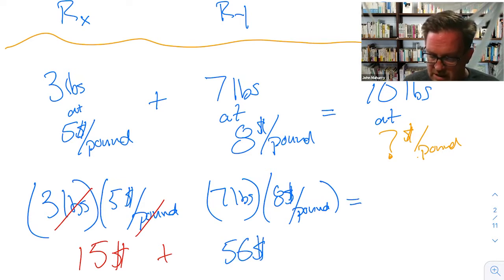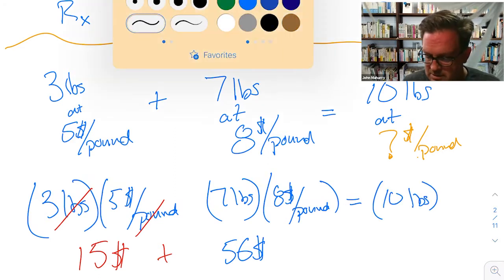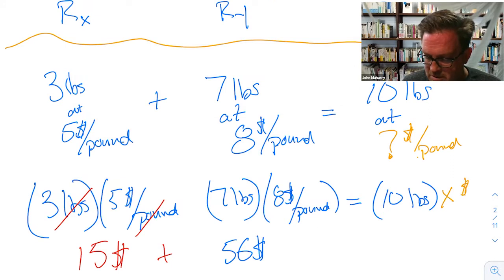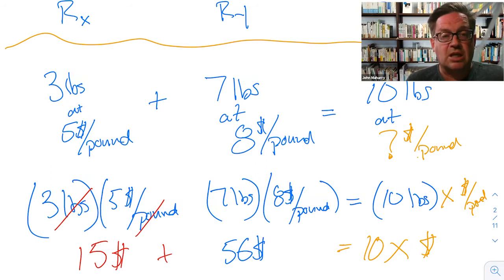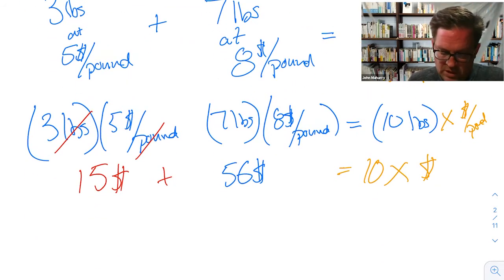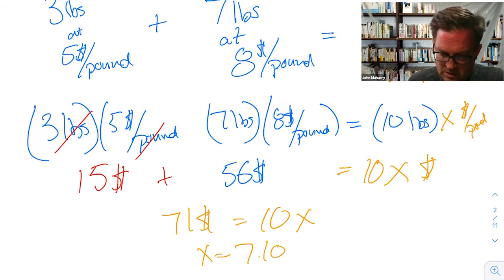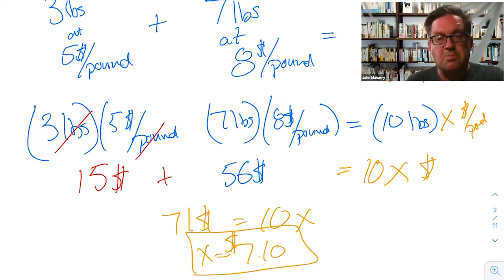And over here, we've got 10 pounds at X dollars per pound, so that equals 10X dollars. And if you've done this correctly and you've got the units set up well, everything should line up very nicely. And you've got, what is that, $71 equals 10X, so X equals $7.10. So the mixture is going to be $7.10 per pound.